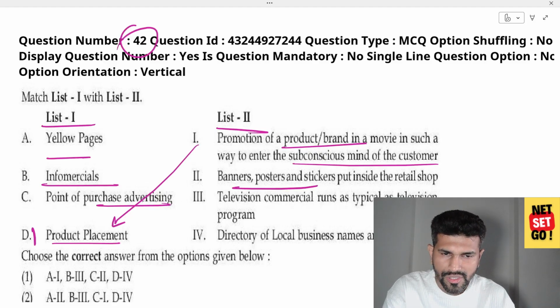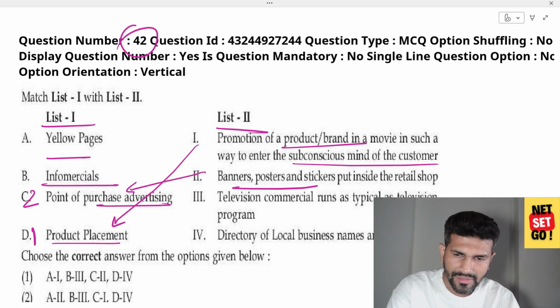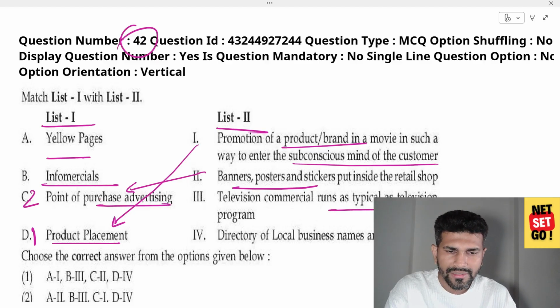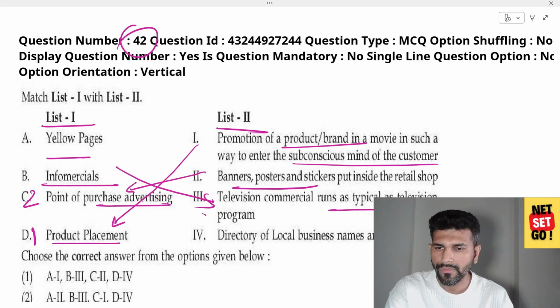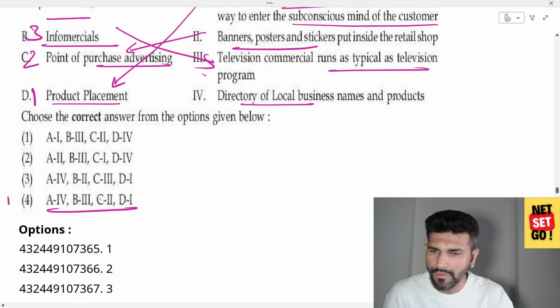Next, banner, poster, stickers put inside the retail shop is point of purchase advertising. Customers come to purchase the product, but they see advertisement of many other things. So C2. Television commercial run as typical as television program: informational. So infomercial, that is 3. Directory of local business names and products: yellow pages. So 4, 3, 2, 1 is correct sequence. And option 4 is correct answer.